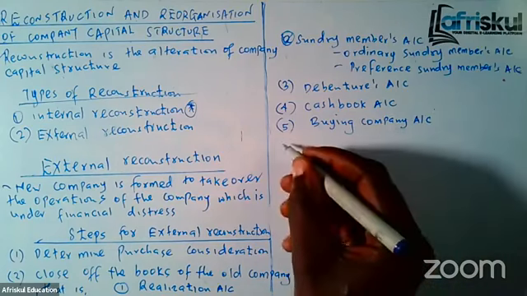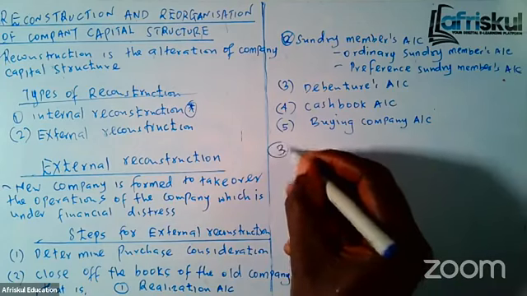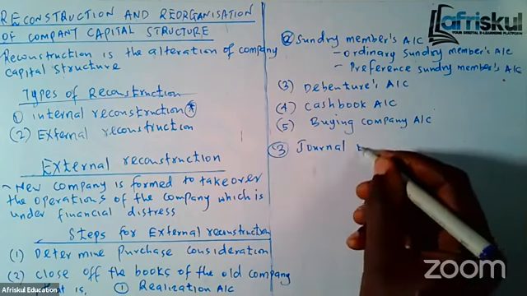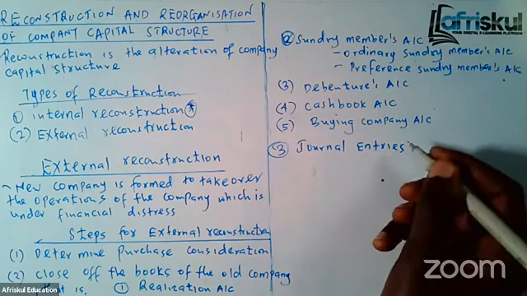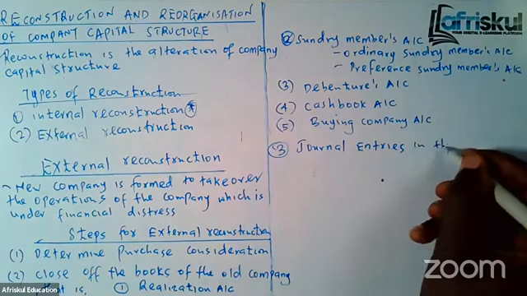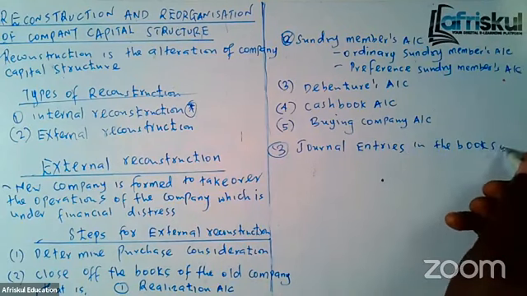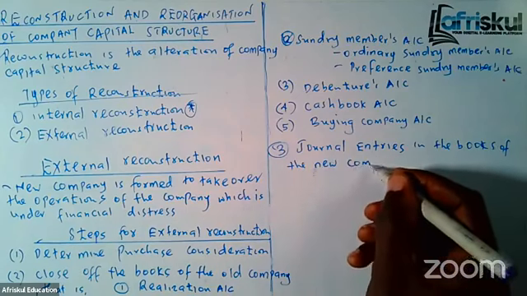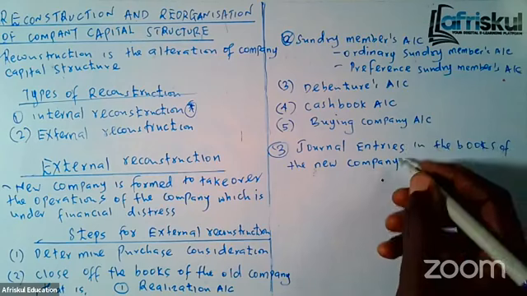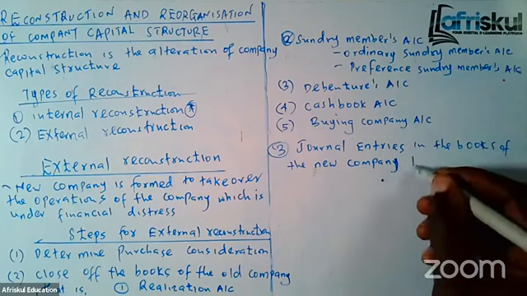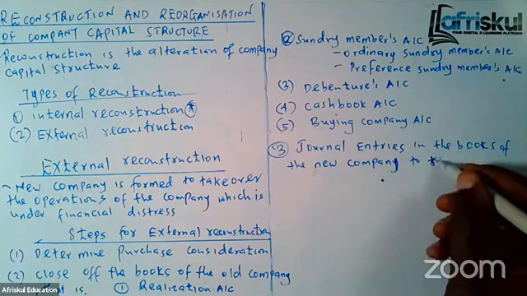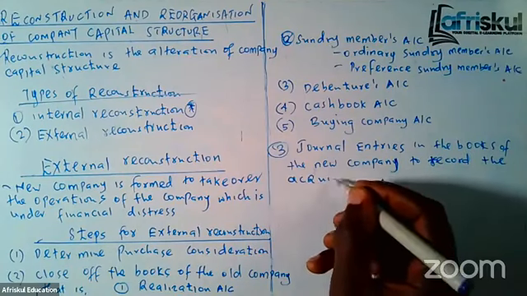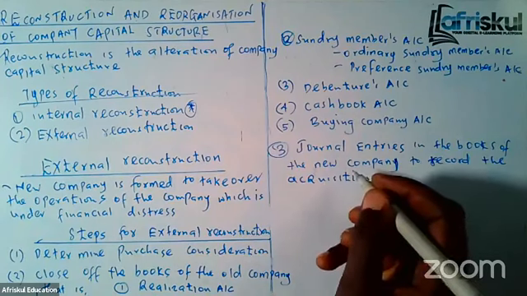After you have done that, step three is that you do the journal entries in the books of the new company. Remember that you have now closed the old company. Now you need to open the journal entries in the new company to record the acquisition. So you have to do that.